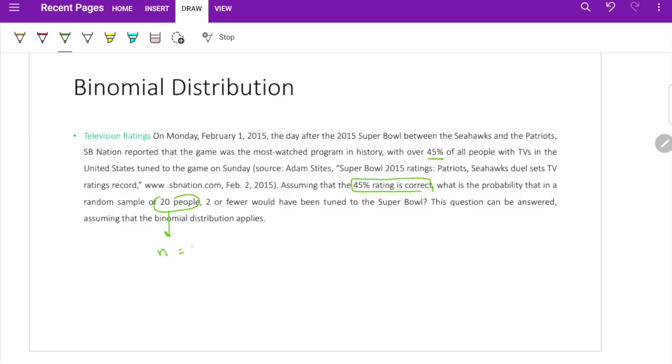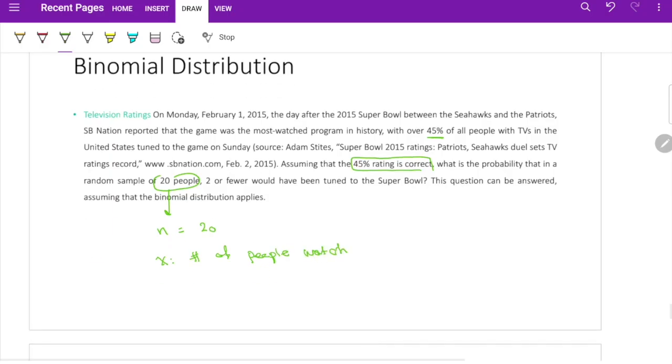So this is n, which is 20. X is number of people who watch the game. Maybe 0, maybe 1, maybe 2, maybe 3, right? What we care about is finding the probability of x less than or equal to 2. Right? This is the question. What is the probability that we have 2 or fewer who watched this game? And what is the p? The p for each trial is 45%.